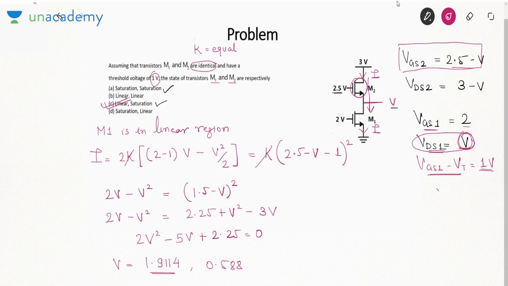Now if you take 1.9114, 2.5 minus 1.9, how much will it come out to be? 0.6. But it will be less than threshold voltage. So this value is incorrect. This is the correct value. Because the gate source voltage should never be less than the threshold voltage. Otherwise the transistor will turn off. So whenever you see multiple transistors connected together, what you have to do? You have to equate the currents flowing in the transistors.